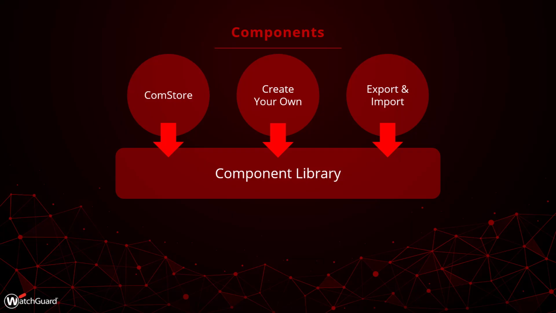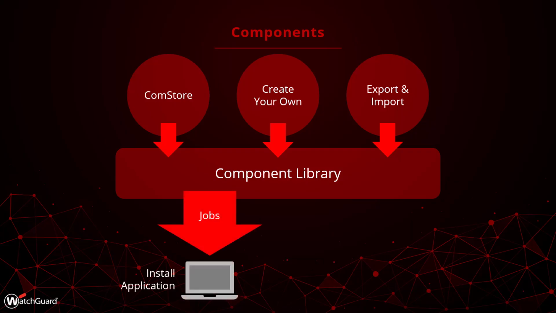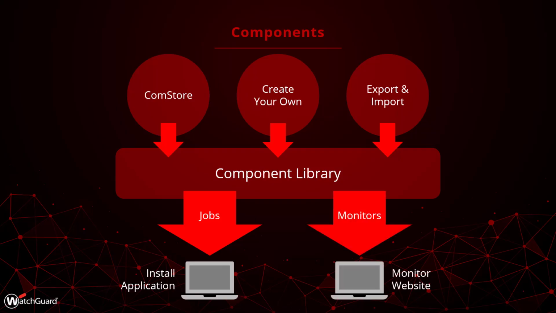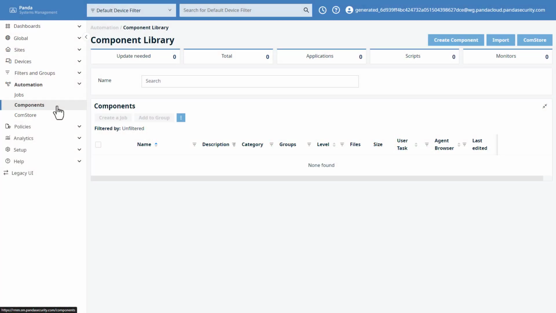Once you have components ready to use, you deploy them in jobs that execute the components on the computer, and inside monitoring policies to track custom information over time. So now that we know about the different pieces, let's take a look at how to use them. In systems management, I expanded automation on the left and selected components to view my component library. As you can see, you start with an empty library.